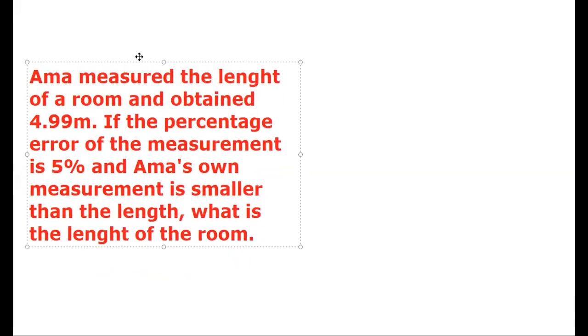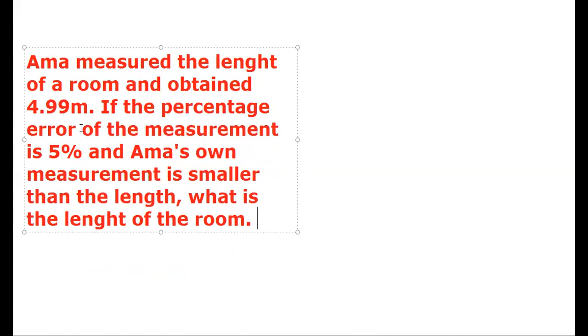Okay, so Amma measured the length of a room and obtained 4.99 meters. Now, the percentage error of the measurement is 5%, and Amma's own measurement is smaller than the length of the room. So, what is the length of the room? You have some 2-3 minutes to finish this one.